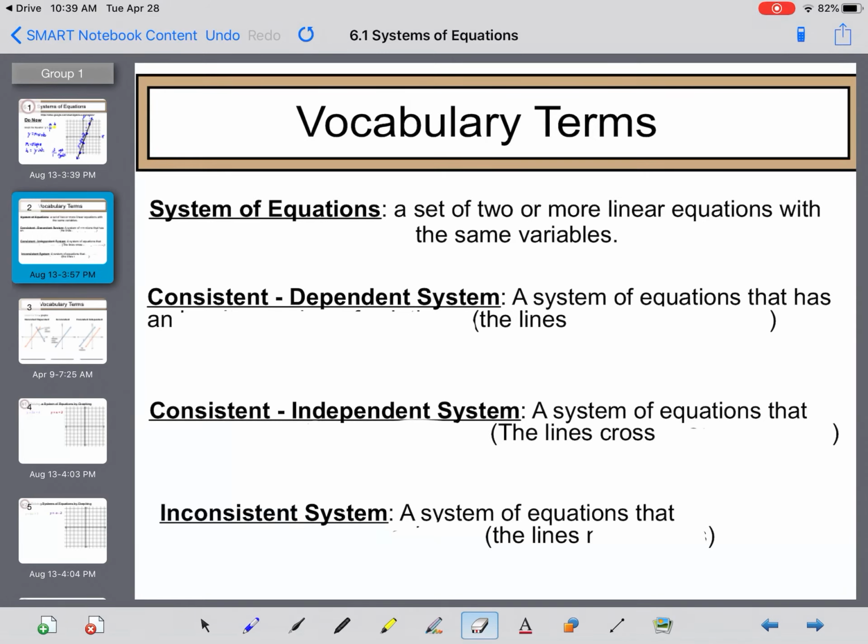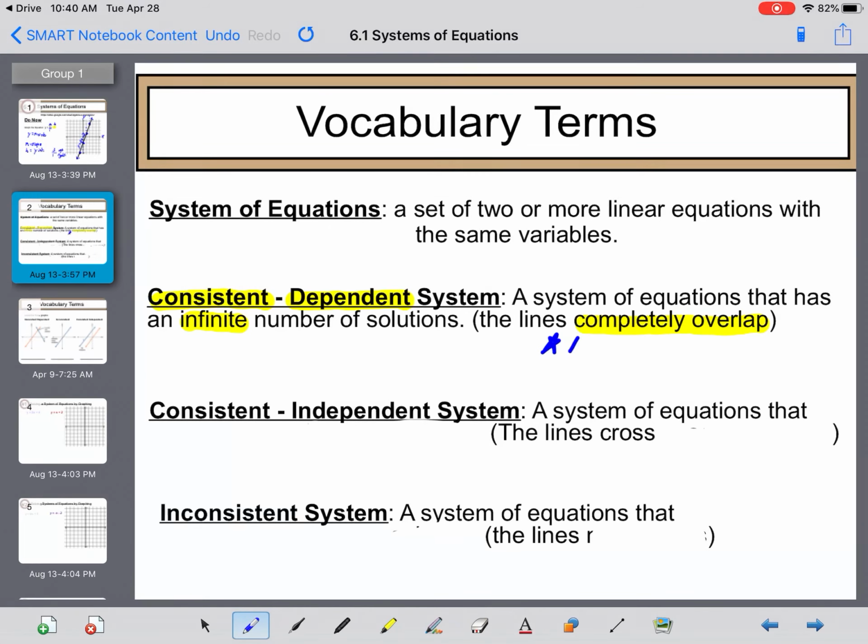Now there's 3 different types of systems of equations. The first type is called consistent dependent. Consistent dependent systems are a system of equations that have an infinite number of solutions. Infinite. Now, these are going to look very distinct, and you're going to be able to just look at a graph and tell if it's consistent dependent. And you can tell because the lines completely overlap.